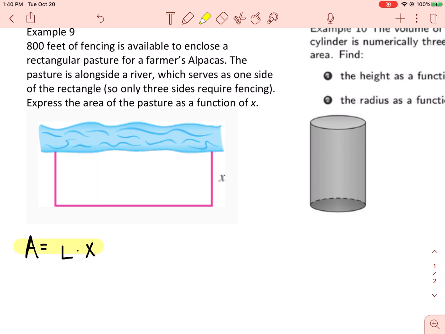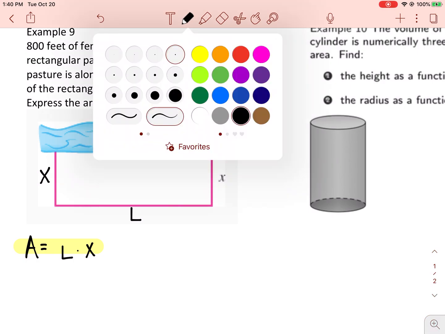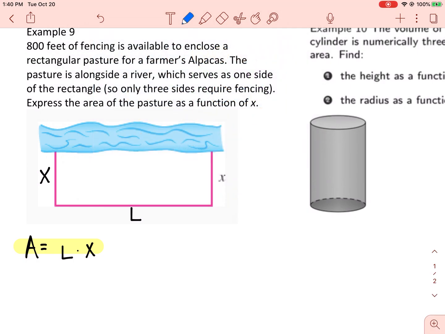I now want this only in terms of x. So somehow I have to get rid of L. Okay, well, let's see. If that's x, this is x. This will be my length. And I'm given 800 feet. So really, my perimeter is 800 feet. So if I have 2x plus L, it will equal my 800 feet of available fencing. Right, 2x plus L. I don't need this L over here because that's the water.